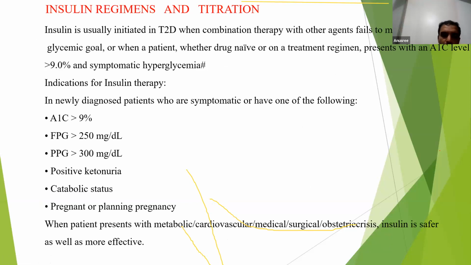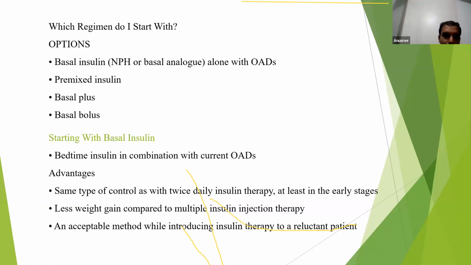Say, insulin initiation: when to start insulin? When there is OHA failure, or when the patient is not compliant, we can start insulin. And in newly diagnosed symptomatic patients, the insulin starting guidelines are when HbA1c is more than 9, fasting sugar is more than 250, postprandial is more than 300, and when there is ketonuria, a catabolic state, and pregnancy. Okay, and the regimens which we have are basal insulin, premixed insulin, basal plus, and basal bolus regimen.